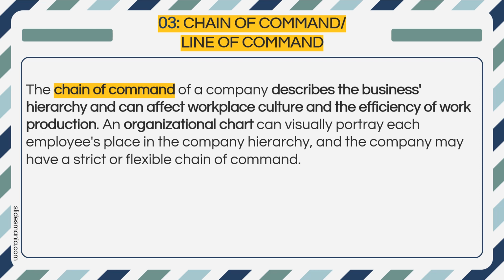With a strict chain of command, each employee has a direct supervisor, with an exception for the chief executive officer. In a more flexible chain of command, the owner may be the highest point of contact, then a manager or two in the middle, with the rest of the employees ranked under the managers.